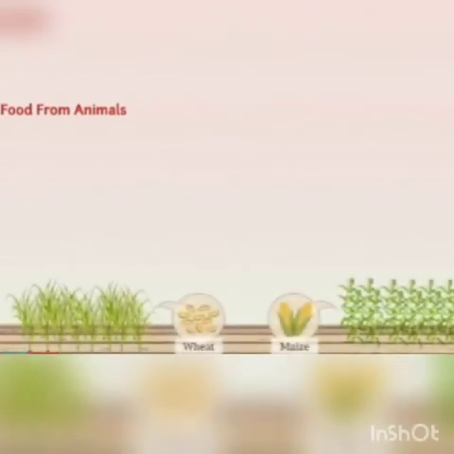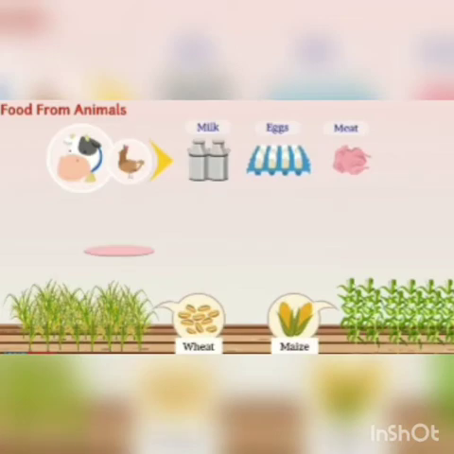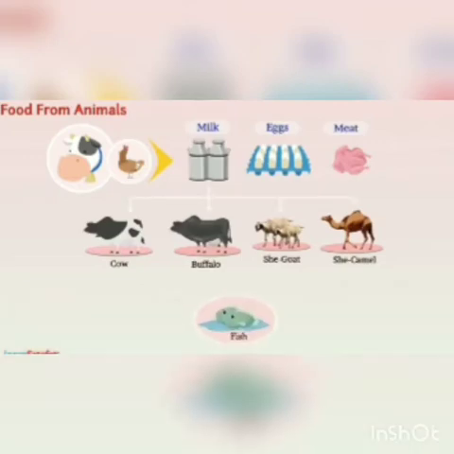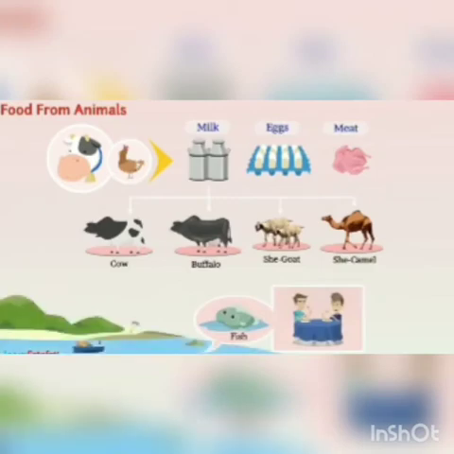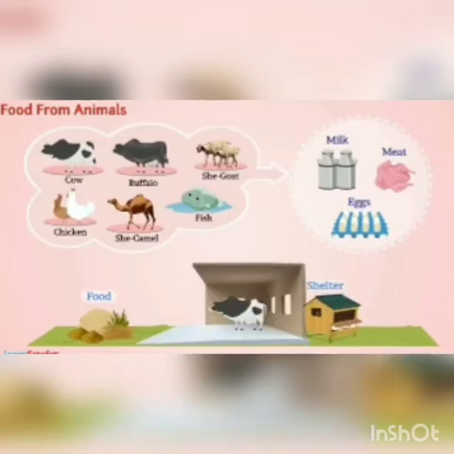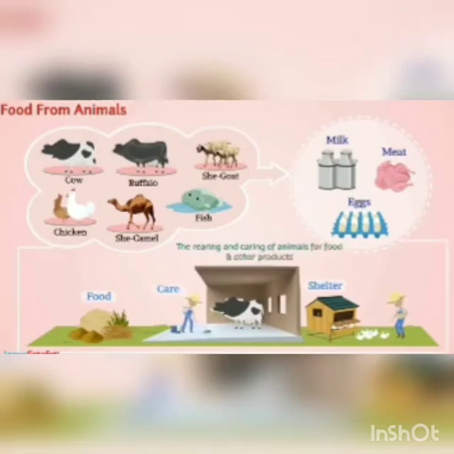Food from animals. Like plants, some animals also provide us with different kinds of food. Cow, buffalo, she-goat, and she-camel provide milk. Fish is a major part of the diet in coastal areas. In order to obtain food from animals, they must be provided with proper food, shelter and care. The rearing and caring of animals for food and other products is called animal husbandry.